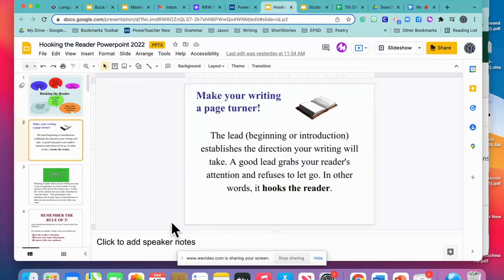You want to make your writing a page turner. So that lead, the beginning or introduction, establishes where you're going. Where are you going to take your audience? And you don't want them to let go. Again, going back to that analogy of being strapped in with that metal bar and that harness on the roller coaster so you don't fall out, you want your audience to stay with you.